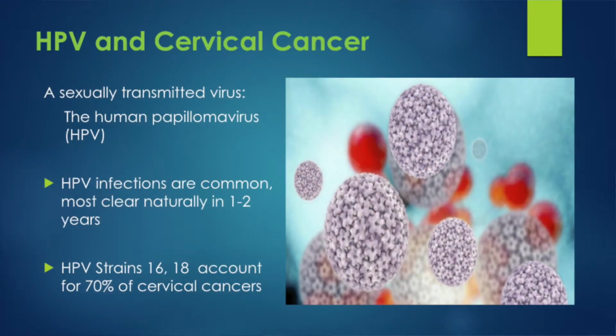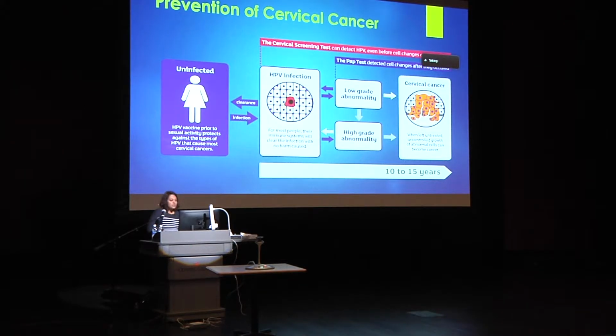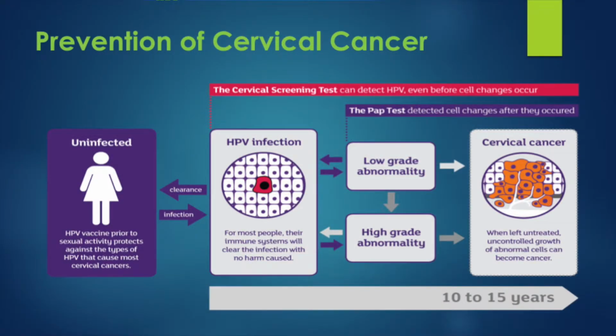About 20 years ago, it was discovered that cervical cancer was caused by a sexually transmitted virus, the human papilloma virus, known as HPV for short. HPV infections are very common, and many clear in about 1 to 2 years. But there are certain strains, such as 16 and 18, which account for 70% of cervical cancer. Once exposed to the HPV virus, progression of disease can take 10 to 15 years.